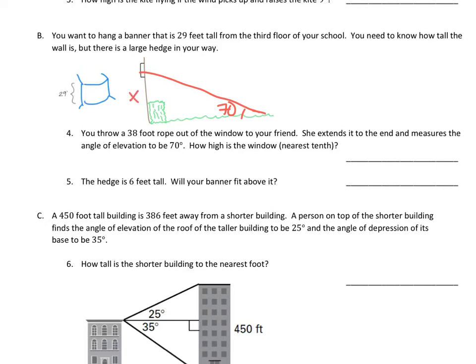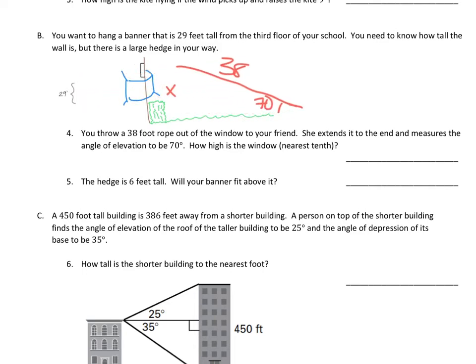So we've thrown out 38 feet of rope, extended it straight, so that's going to be the hypotenuse of the triangle. And once you look at the height of that wall there, we know that this hedge is 6 feet, and so we can take that away and see how much space we have here, and see if we really do have enough room for my 29-foot tall banner.